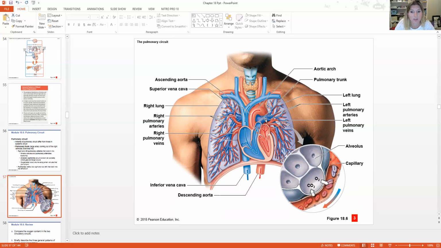Pulmonary trunk divides into right and left pulmonary arteries. Then we have our pulmonary arterioles. Then we have our alveolar capillaries. From the alveolar capillaries, we're going into our pulmonary veins, which bring all of that blood back into the left atrium, then the left ventricle, and then out of the heart.